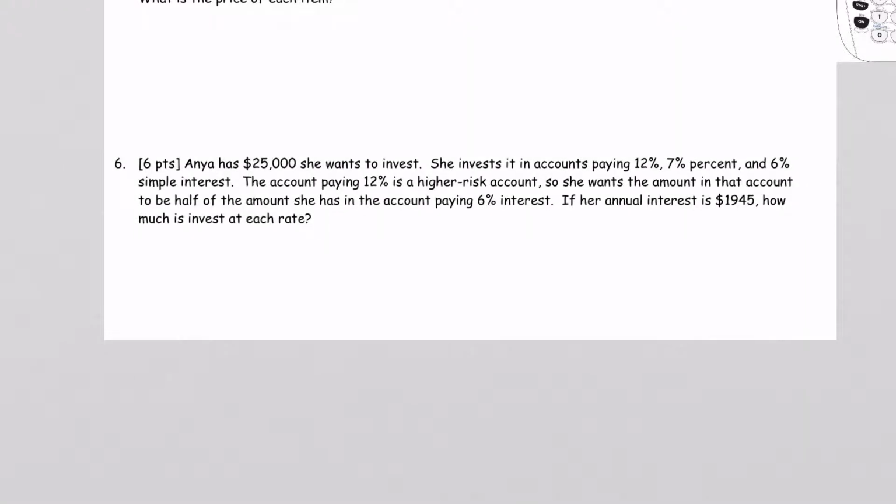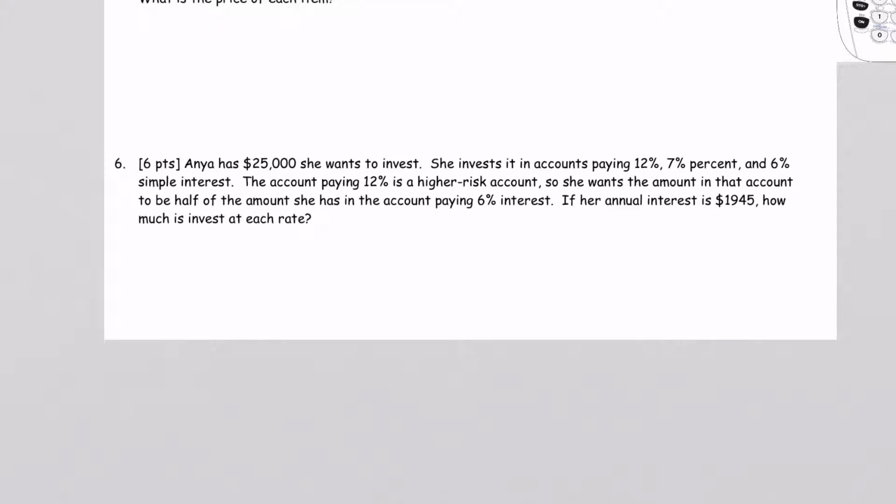All right, problem 6, same general idea. Anya has 25 grand she wants to invest. She invests it in accounts paying 12%, 7%, and 6% interest. The account paying 12% is higher risk, so she wants that amount to be less. Specifically, half of what she has in the 6% account. If her annual interest is $1,945, how much is invested in each of the different accounts?